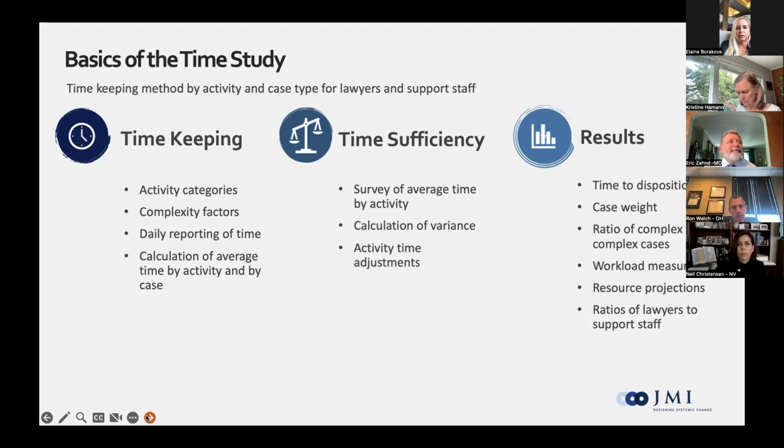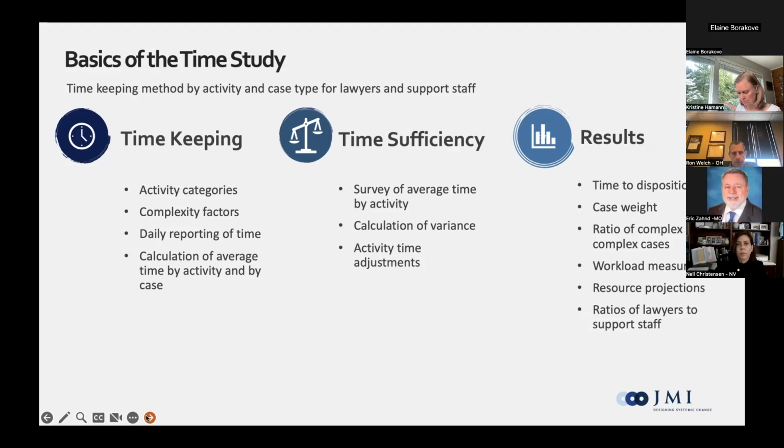We then can calculate the variance between the average that came out of the timekeeping study and what is reported in the time sufficiency study. This allows us to make time adjustments so that we are projecting resource needs on what is actually needed to do the work properly, not just what is being done right now.